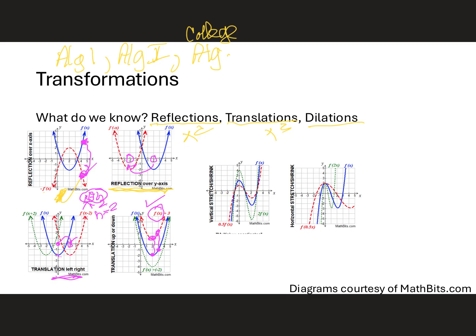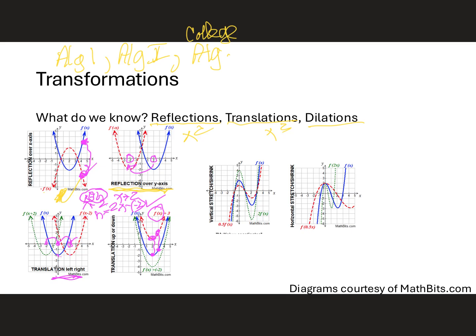And so we move to the right. And then the x plus 2 would be x minus a negative 2. So that means we move to the left. And then that's why we move right or left, okay?